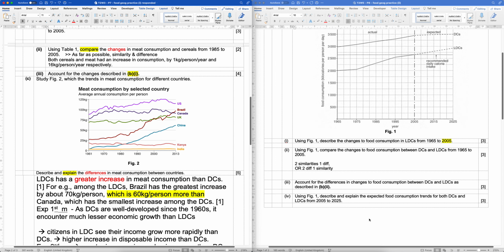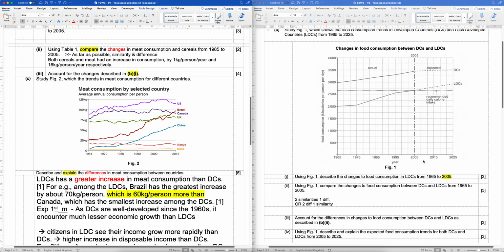Okay, next one, using figure 1x, describe, explain the expected food consumption trends. So expected food consumption from 2005 to 2025. These 2, they expected it to be like this. Okay, so describe 1 mark and then 3 marks, explain why the trends are like this.